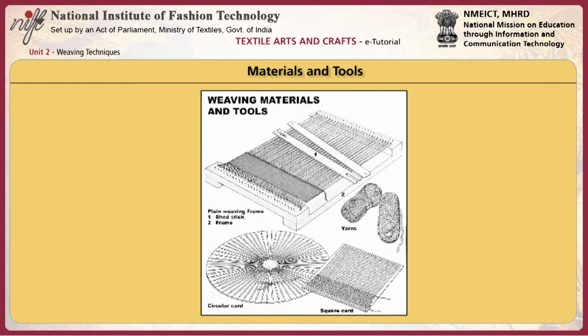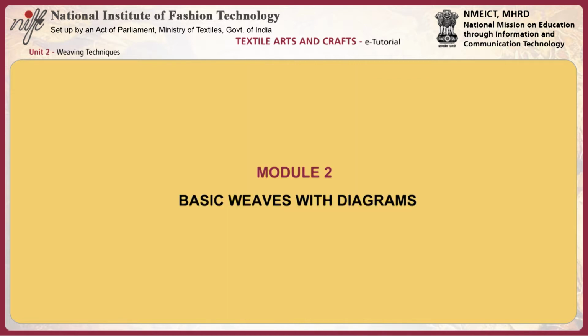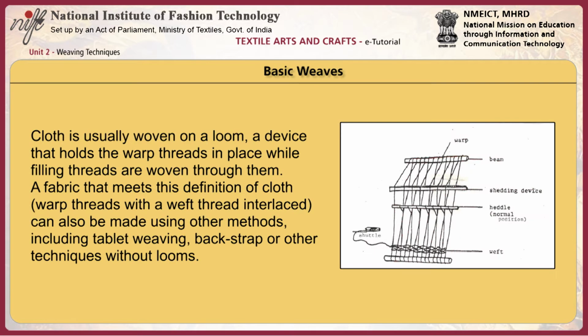These are the tools and materials used in weaving. This module will examine various basic weaves and weaving techniques. Cloth is usually woven on a loom, a device that holds the warp threads in place while filling threads are woven through them. A fabric that meets this definition of cloth can also be made using other methods, including tablet weaving, backstrap, or other techniques without looms.